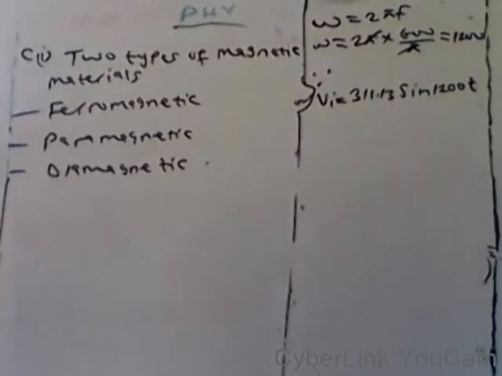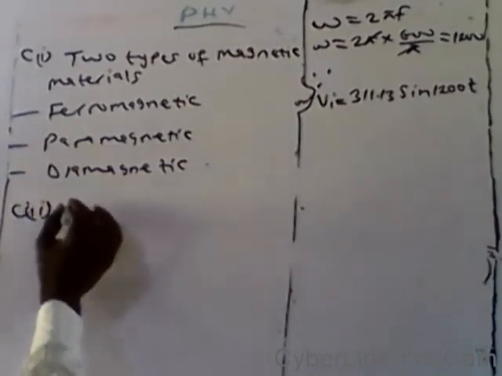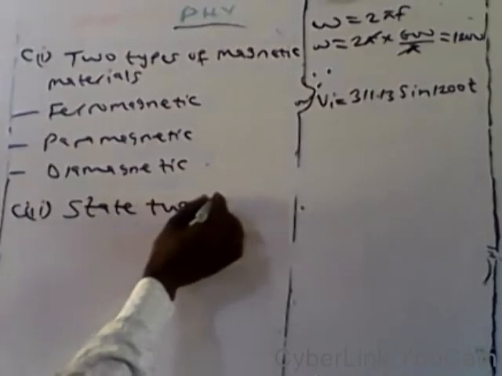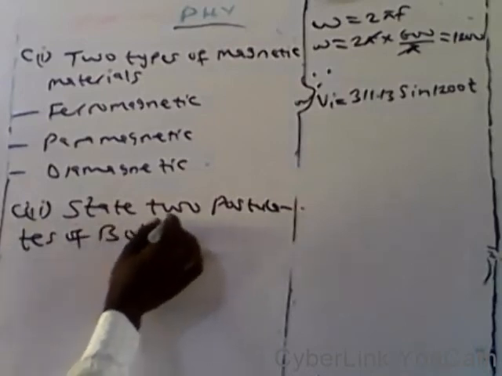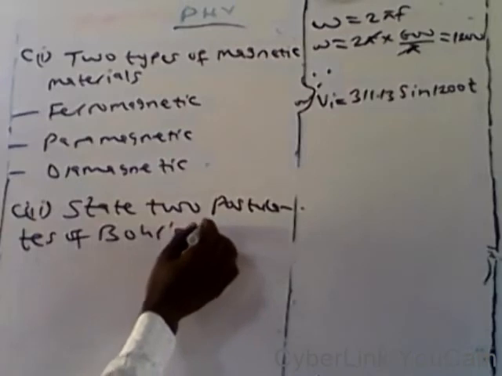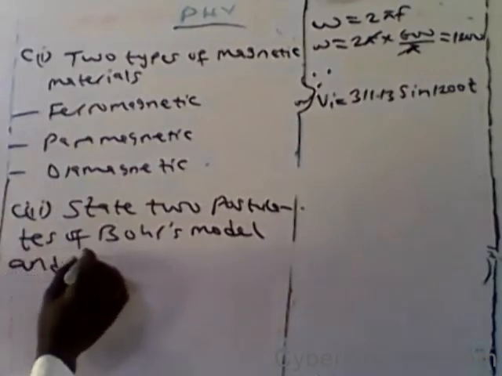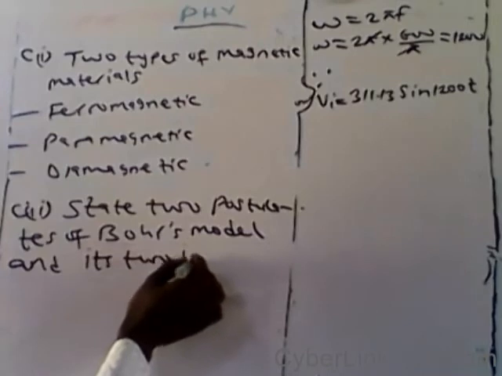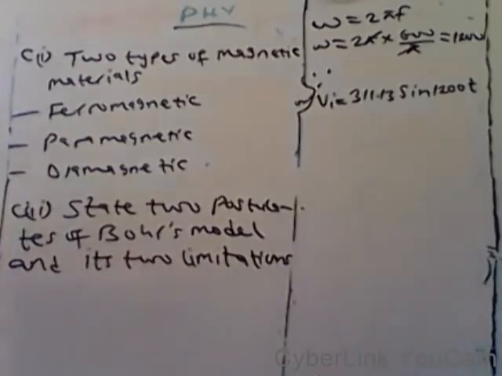So we have C2. Question C2: State two postulates of Bohr's model and its two limitations.